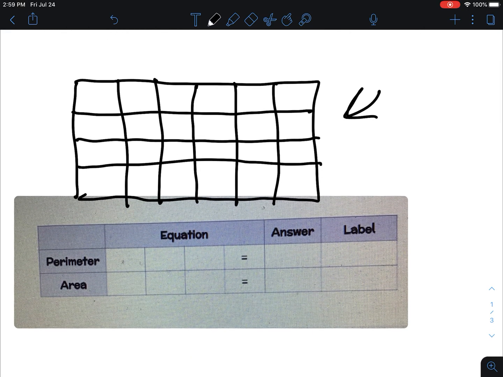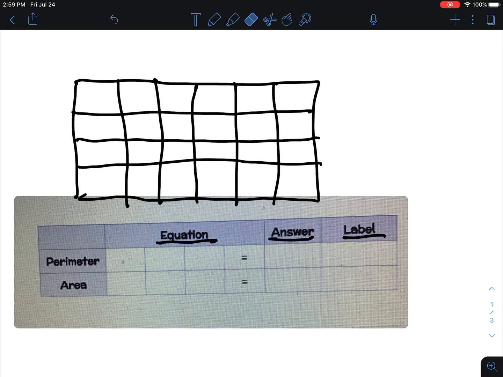So, two types of problems you're going to have. First one is going to look like this. You're not going to have a terrible drawing like mine, but you are going to have kind of an area model or a rectangle with boxes in it like this. And you're going to have to find the perimeter and the area, write the equation, write the answer, and then label it. Okay? Label it is going to be your units if they give you inches, whatever.